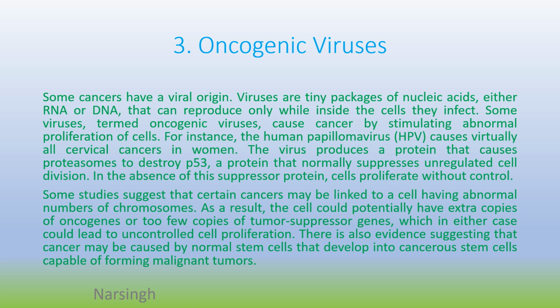The virus produces a protein that causes proteasomes to destroy p53, a protein that normally suppresses unregulated cell division. In the absence of this suppressor protein, cells proliferate without control. Some studies suggest that certain cancers may be linked to a cell having abnormal numbers of chromosomes. As a result, the cell could potentially have extra copies of oncogenes or too few copies of tumor suppressor genes, which in either case could lead to uncontrolled cell proliferation.